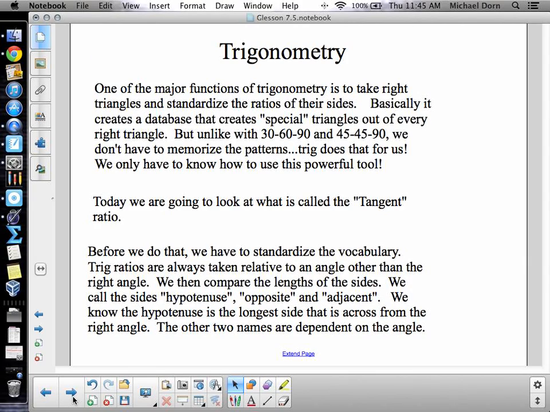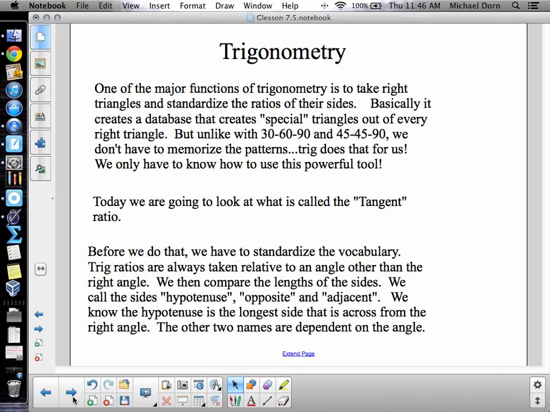All right. Today, trig. We're starting trigonometry. Trig really is not as bad as you might think it is. It has to do with basically creating patterns for all right triangles. We are only going to do right triangle trig in here. You can do trig with acute triangles and obtuse triangles and stuff like that, but that's for pre-calculus or the trig class, not for us. We're sticking with right triangle trig. But it's going to help us solve triangles. We're going to learn today what's called the tangent ratio.